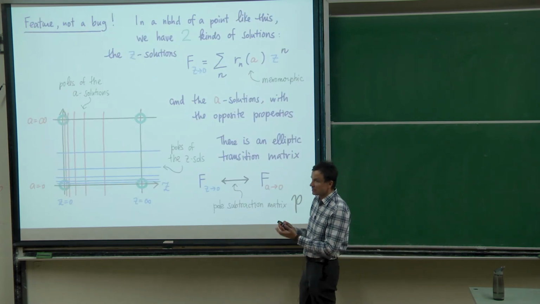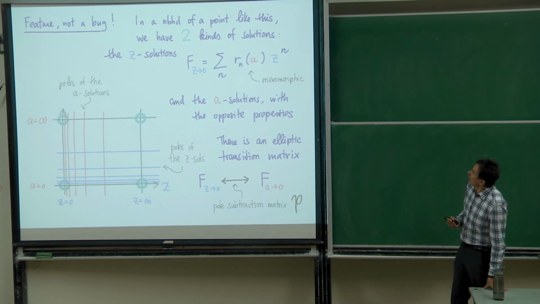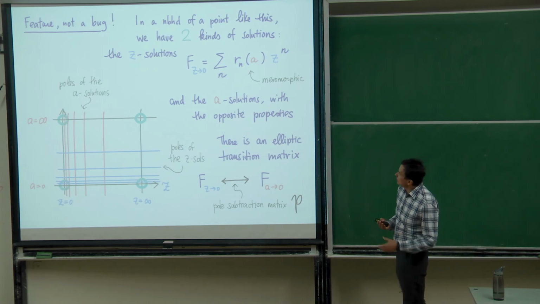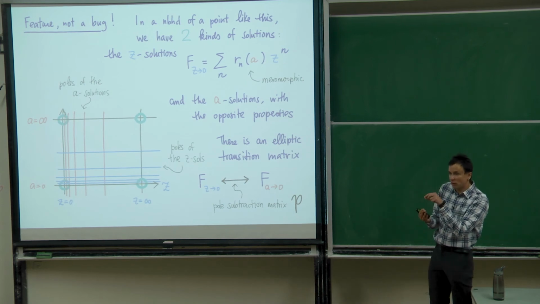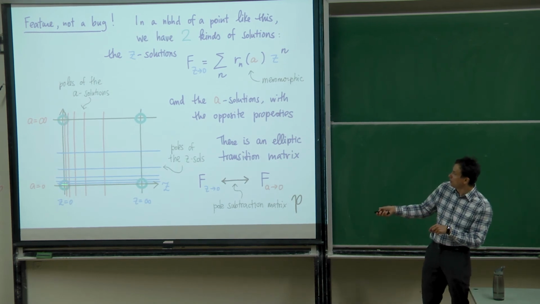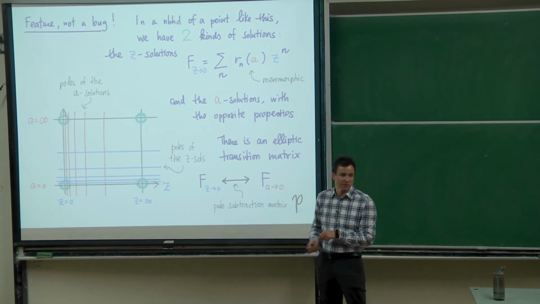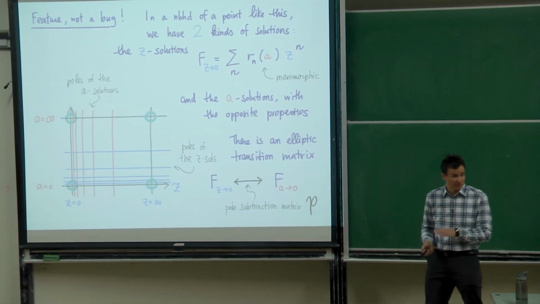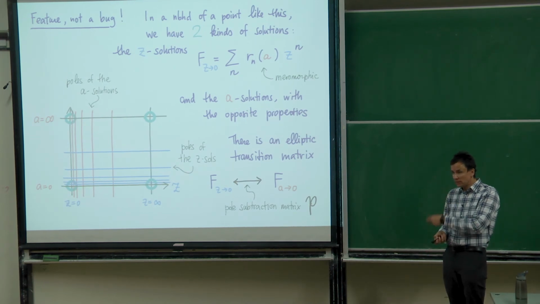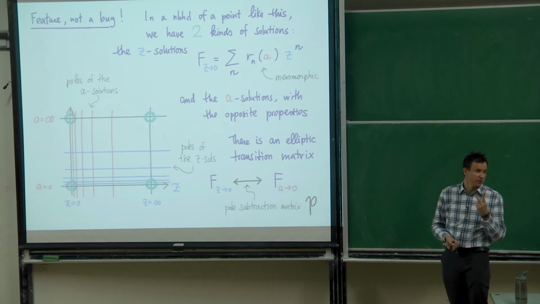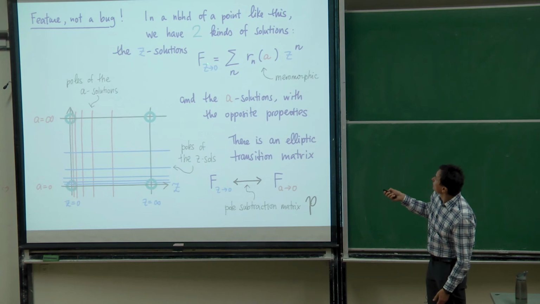So I'm going to say that this is in fact a feature and not a bug, and it means, in a neighborhood of a point, where both A and Z are 0, from this point of view it's a regular point. In a neighborhood of this point, we have not one kind of solution. We have 2 kinds of solution. So we have what I call the Z solution.